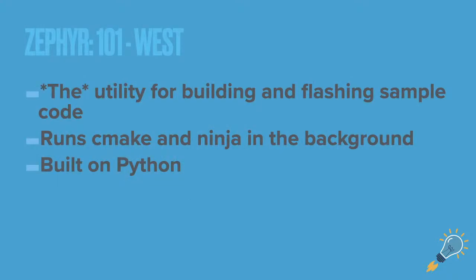West is the utility for building and flashing. This is the main one that you'll need to install before doing anything else. Of course, there are other dependencies like CMake and Ninja, so those things will have to be on your system before setting things up. And hopefully, fingers crossed, in the future, you won't have to set those things up yourself. West itself is not a standalone binary. It's built on Python, so it's essentially like installing a Python library. So pip install west, and that's how you get it.